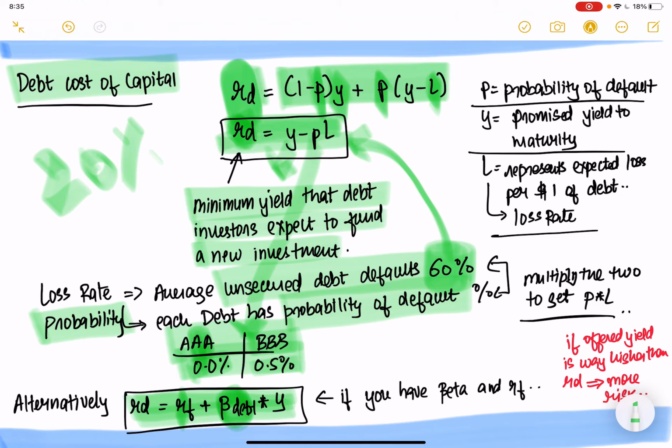So the key understanding is that if someone is giving you a 20% yield to maturity, but the RD equation tells you that the debt cost of capital is 4%, that means this is a very risky debt, because you should only expect 4%, the minimum debt cost of capital, but they're giving you 20%. That means there's a high risk of default. They're giving you a higher yield to maturity. So if you're offered a yield that is way higher than RD, then there's more risk. That's the key insight, intuitively, to understand debt cost of capital.